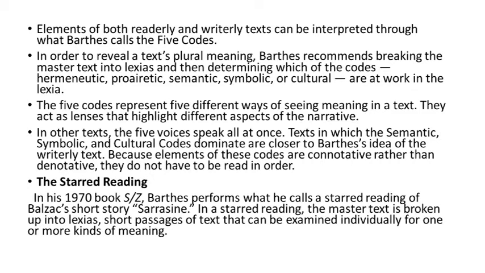Elements of both readerly and writerly text can be interpreted through these five codes. In order to reveal a text's plural meaning, Barthes recommends breaking the text into lexias, or units of meaning, then determining which of the codes apply. Hermeneutic, which I talked to you about, is interpretation. Proairetic is the sequence in which the events of a story unfold.